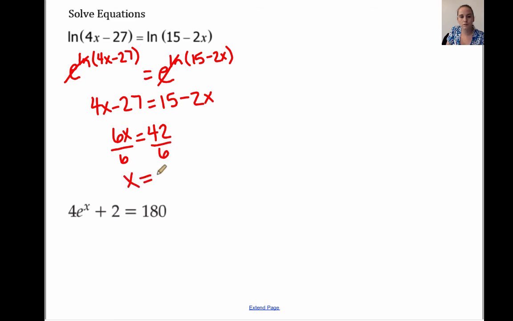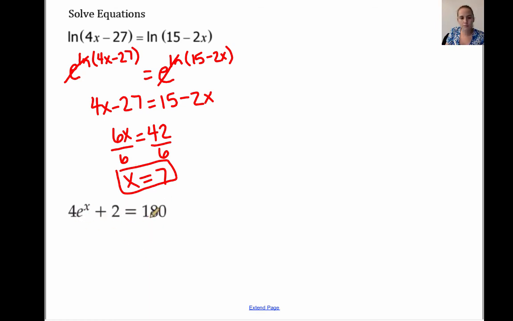x equals 7. And if I plug 7 back in, 7 times 4 is 28, 28 minus 27, that's 1. And over here, 15 minus 2 times 7 is 14, so 15 minus 14 is 1. So we have a log of 1 and a log of 1. So those both equal each other, natural log of 1.